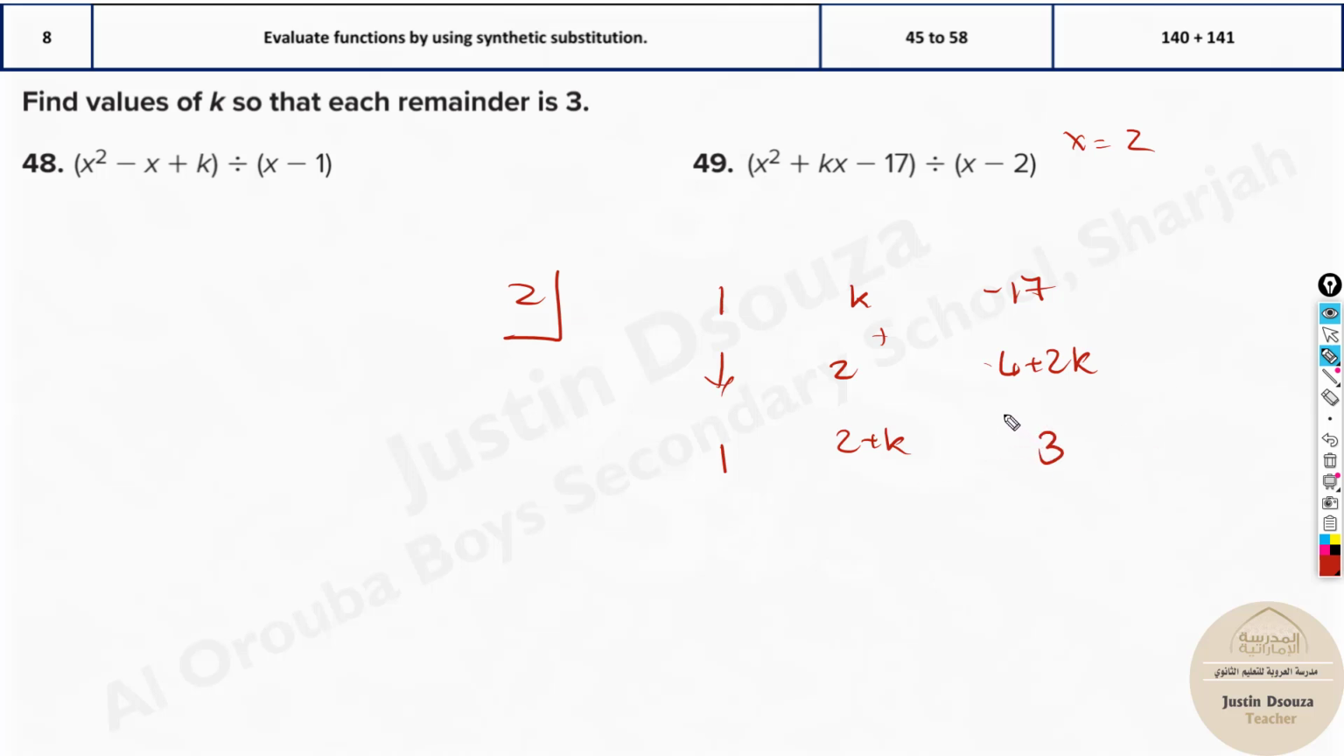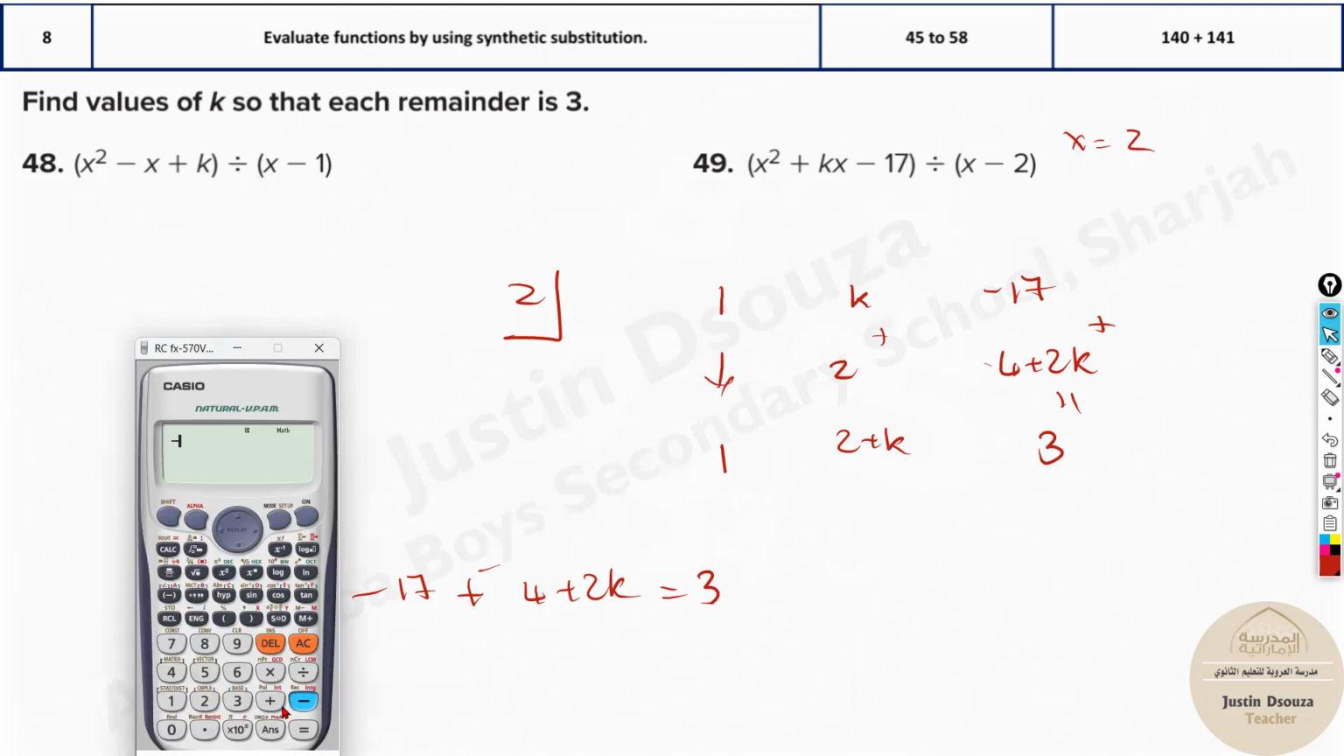Now, can we solve it? Yes, absolutely. Why? Add them up over here. Just add it up, and that must be equal to this. So, it's minus 17 plus 4 plus 2k will be equal to 3. You can put this in the calculator directly and solve.